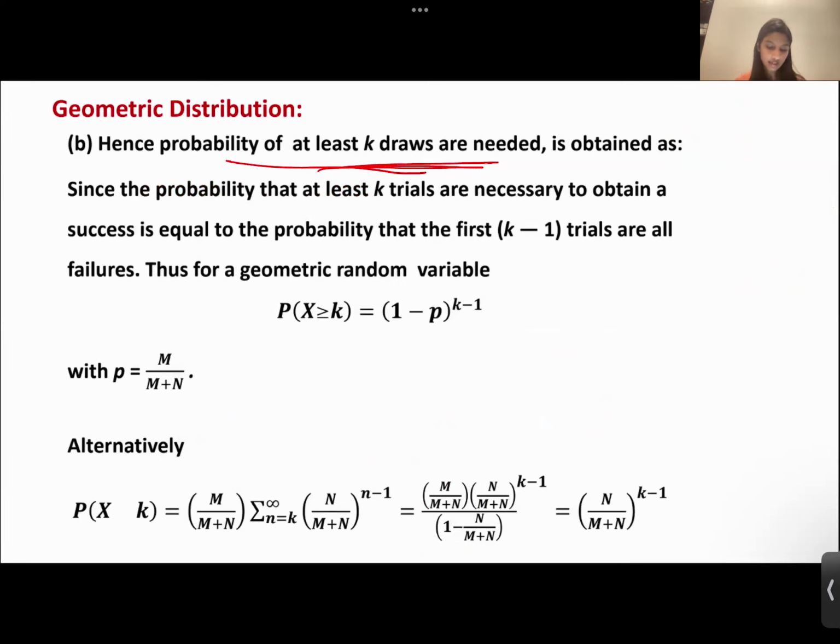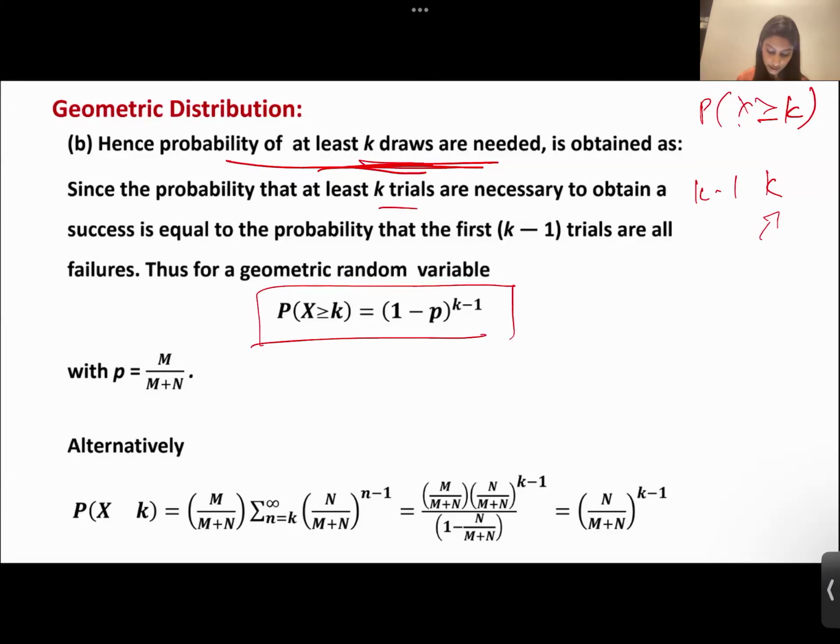Yeah, the probability that at least k draws are needed, which is P(X ≥ k). Since the probability that at least k trials are necessary to obtain success is equal to the probability that the first k minus 1 trials are failures. So in this case, you apply (1 − p) to the power k minus 1.